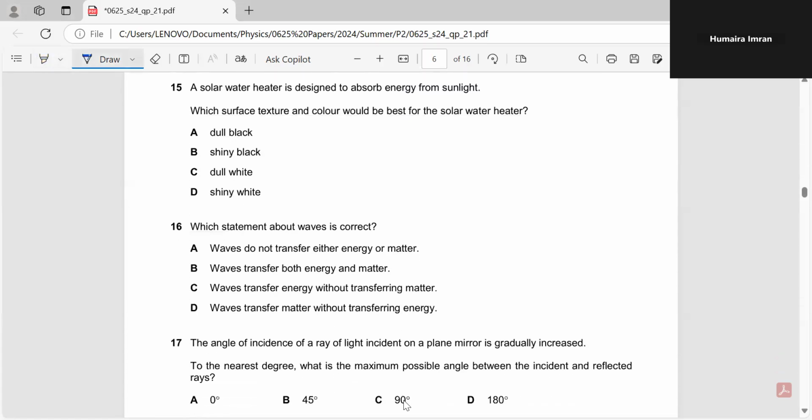A solar water heater is designed to absorb energy from sunlight. That is the solar water heater, and it will absorb the energy from sunlight. Which surface texture and color would be the best for a solar water heater? We need to absorb as much radiation as possible. For this reason, we need the dull black surface, because dull black surfaces are good absorbers of radiation. So A option, and it is correct. The next question.